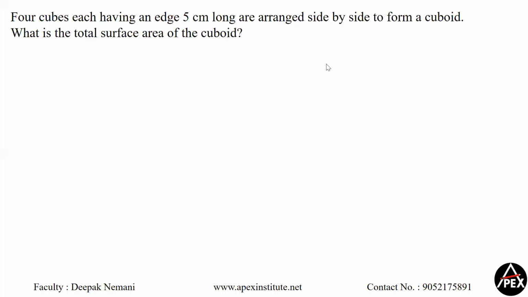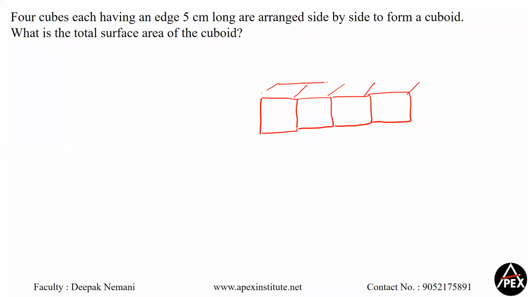Okay. Let's see. 4 cubes having an edge of 5 centimeter long are arranged side by side to form a cuboid. What is the total surface area of the cuboid? So now we have 4 cubes, placed side by side like this. If you observe, this forms a cuboid, isn't it? Clear? Now having an edge 5 centimeters, this is 5 centimeters, this is 5 centimeters, this is 5 centimeters.